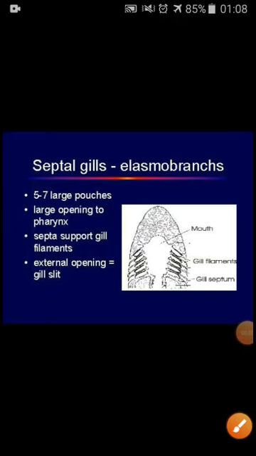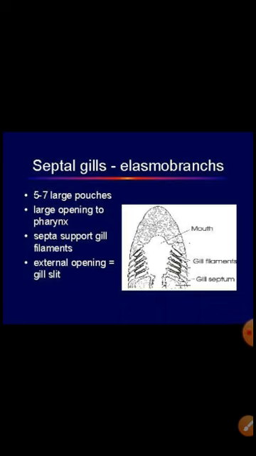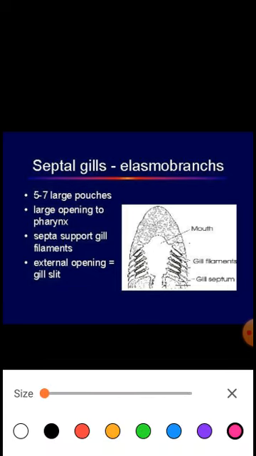Elasmobranchs have septal gills, right? 5 to 7 gill pouches are there. These are the cavities. Pouches are the cavities in which the gills are present. If 7 gills are present, it means 7 pouches are there, and the gills are open to the pharynx. You know that. Septa support the gill filaments.